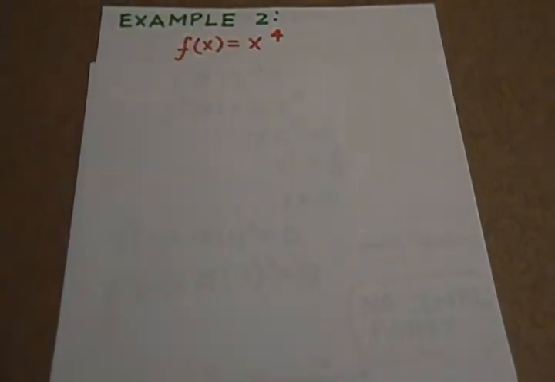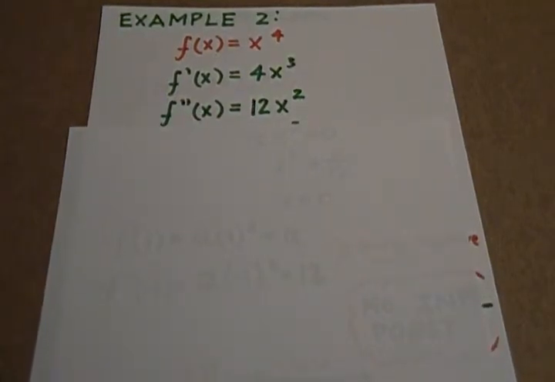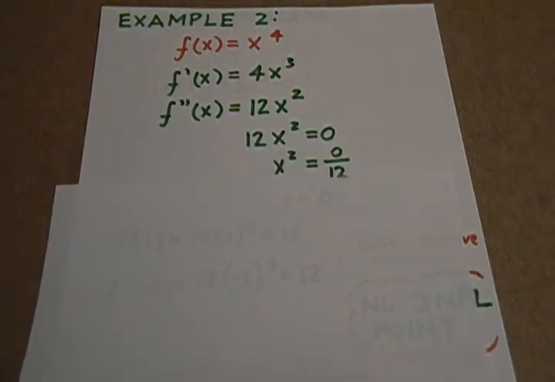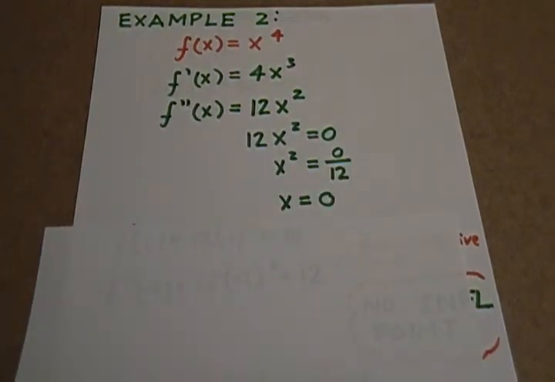The second example, f of x equals x to the 4th power. So the first process, you find the first derivative, which is 4x cubed. Second step is to find the second derivative. f double prime of x equals 12x squared. And you set that equal to 0, and you get x equals 0.